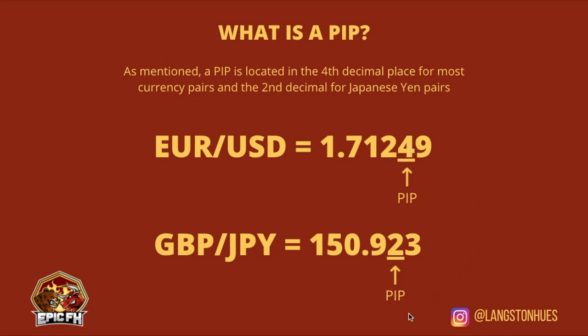Now we take a look at Japanese yen pairs. British pound, Japanese yen, 150.923. The second decimal place is the pip. And the third decimal place on a Japanese yen pair is the pipette. So the second decimal place is the pip, and the last decimal place is the pipette. And for most pairs, the fourth decimal place is the pip.